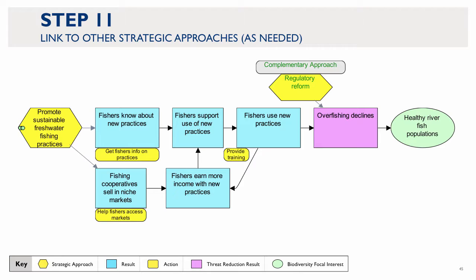To keep your results chain simple and easy to read, you should only include complementary strategic approaches where they help clarify logic, or if you see a strong communications value to doing so. Now that we have added these complementary strategic approaches, in the next presentation, we'll look at the optional step of adding context assumptions.